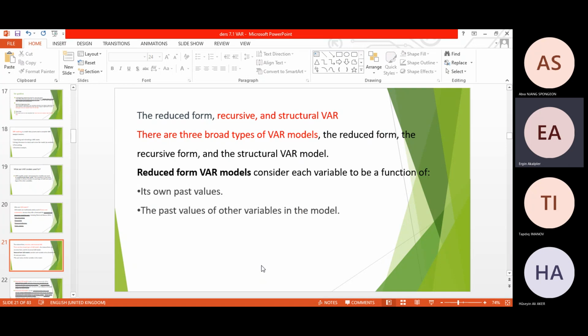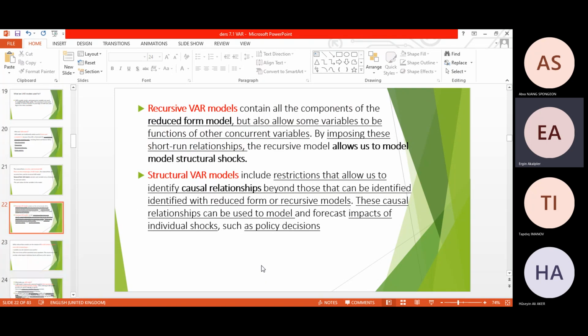The reduced form VAR model considers each variable to be a function of its own past values and the past values of other variables in the model. The recursive VAR model contains all the components of the reduced form model, but allows some variables to be functions of other concurrent variables by imposing this short-run relationship. The recursive model allows us to model structural shocks.